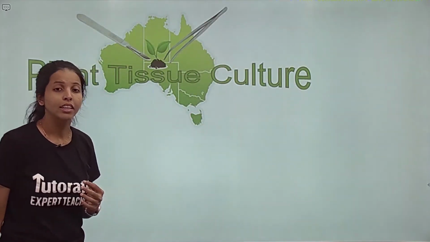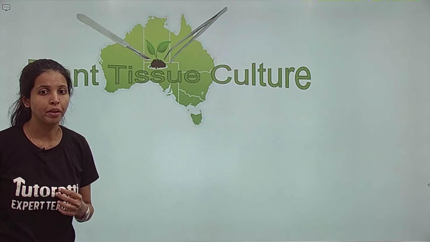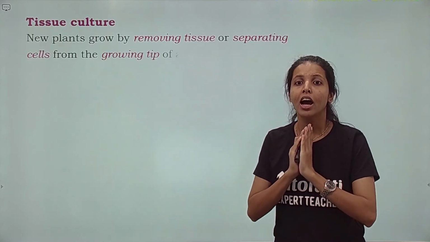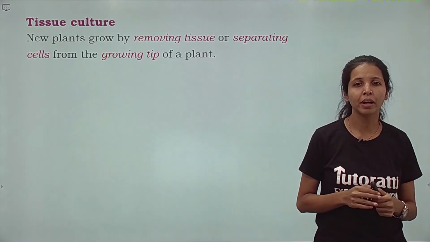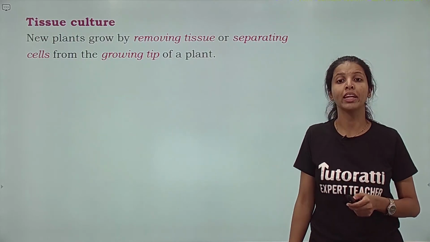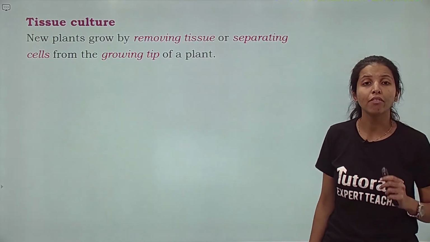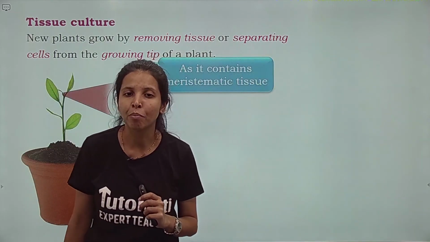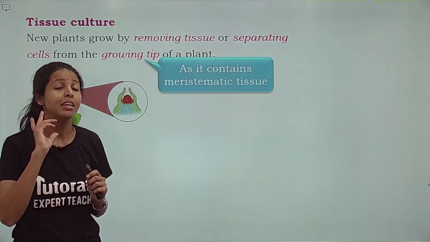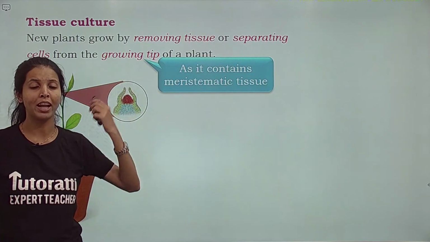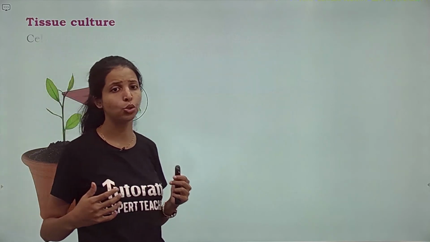Now, the next new interesting topic that we are going to learn is plant tissue culture. What is this? Chalo, let us see. A new plant that grows by removing tissue or separating cells from the growing tip of the plant. We have learned in a lower standard कि tip of the plant में एक special type of tissue होता है called meristematic tissue. Yes, they have the ability to divide, बच्चा, meristematic tissues.